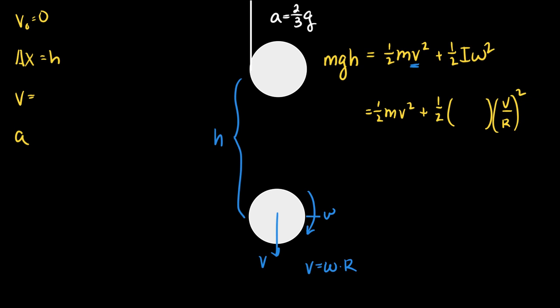Now, obviously, I left some parentheses there because I know what I is. I has something to do with the shape of the object. What shape are we using here? A disk. So I'm going to use the moment of inertia of a disk. Again, in service to the problem, a disk.